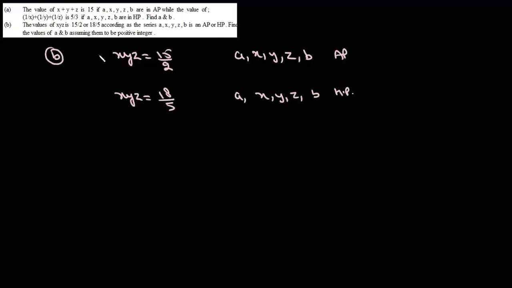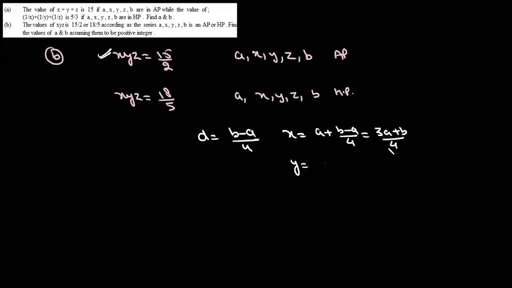Now we'll take the first case when A, X, Y, Z and B are in AP. Now the common difference of this AP will be simply B minus A upon 4. So this X will be simply A plus D. So it will be A plus B minus A by 4, which is 3A plus B by 4.